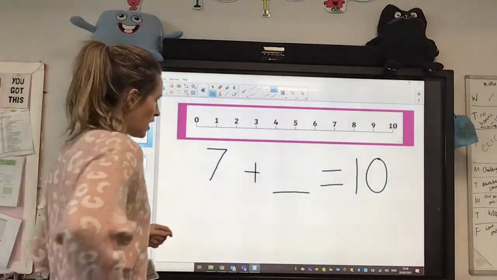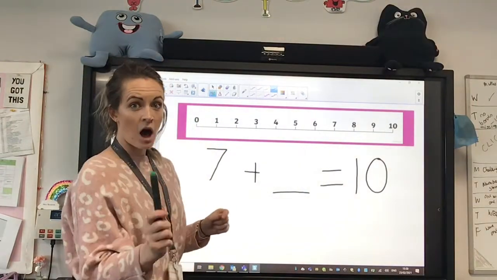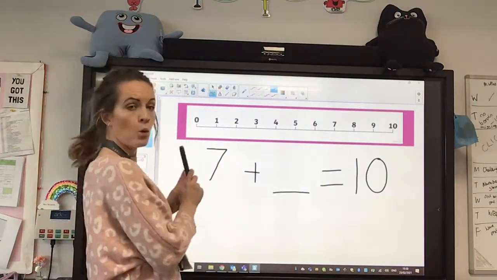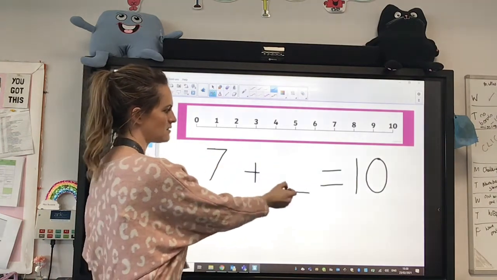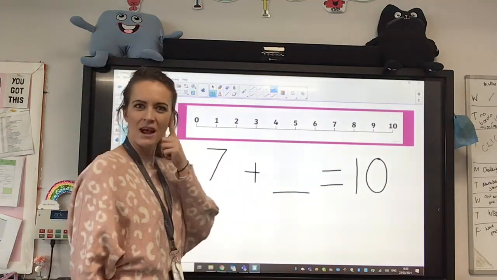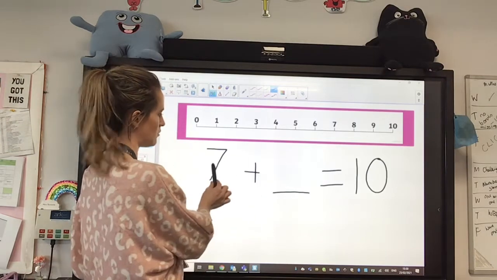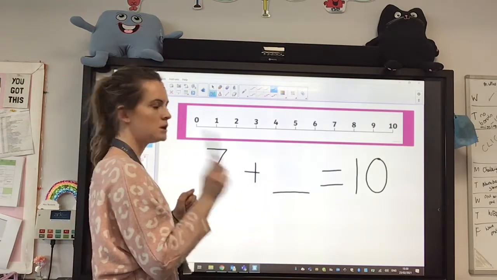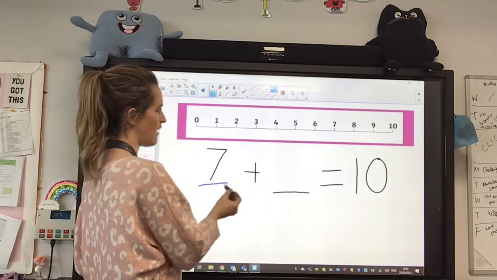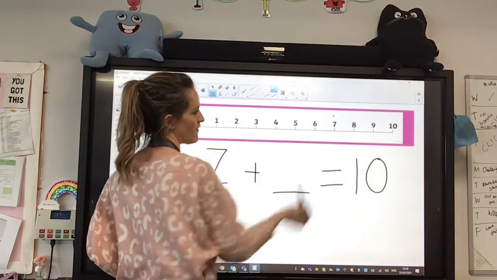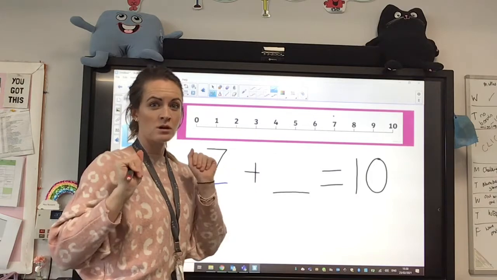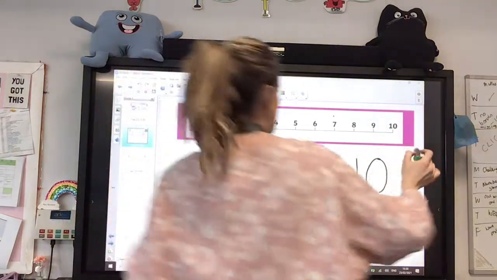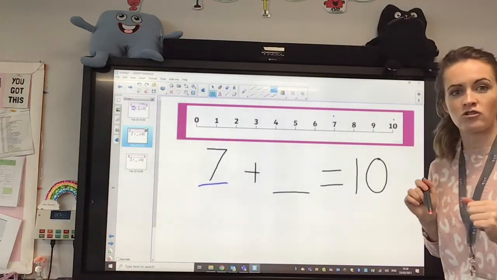Now this time we're going to get our pen and we're going to start by finding our first number. What number are we starting with today? So we've got 7 add something equals 10. So 7 add something. So we're going to start with 7. So this is our first number. So we're going to put a dot on number 7. And where have we got to get to? What are we adding to? We're adding to 10, aren't we? So we've got to get to 10. So I'm going to put a dot there as well.